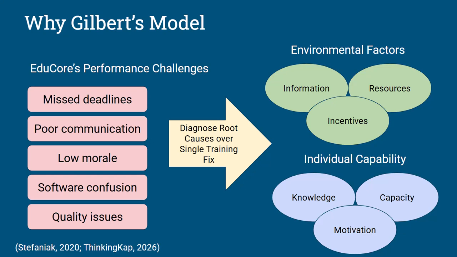Gilbert's model evaluates both environmental factors, including information, resources, and incentives, and also individual capabilities such as knowledge, capacity, and motivation. By examining these 6 areas, the model helps identify the true root causes of performance problems. This comprehensive approach made Gilbert's BEM the best choice for analyzing the EduCore case because it supports recommendations that improve both employee performance and the organizational systems that influence it.